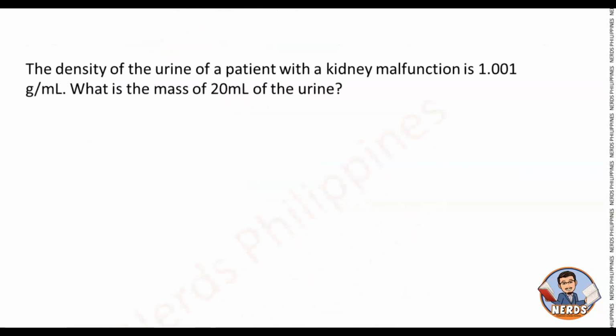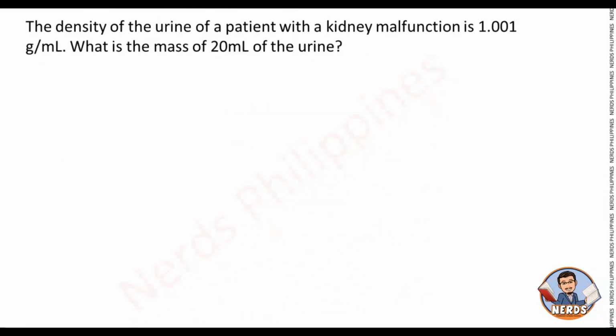Now, let us go to the third problem. The density of the urine of a patient with a kidney malfunction is 1.001 grams per milliliter. What is the mass of 20 milliliter of urine? So, ang given natin ngayon dito, meron tayong density ng urine which is equal to 1.001 grams per milliliter. And then, given din yung volume ng urine, which is equal to 20 milliliter. And then, ang required natin is yung mass ng urine. So, solve natin.